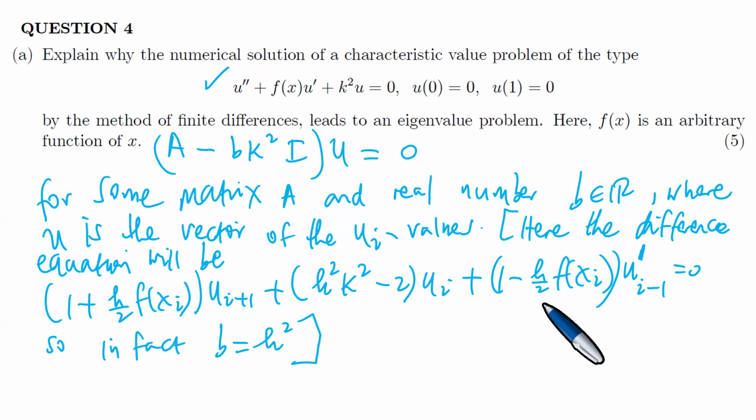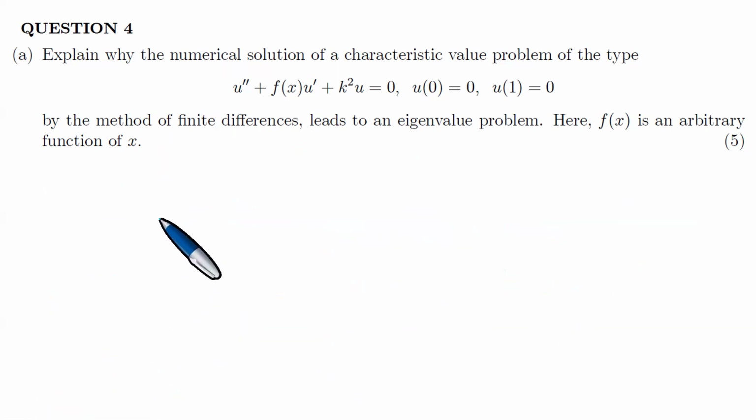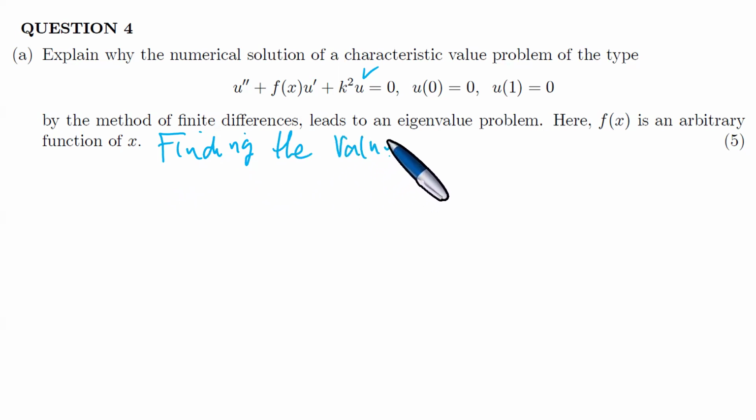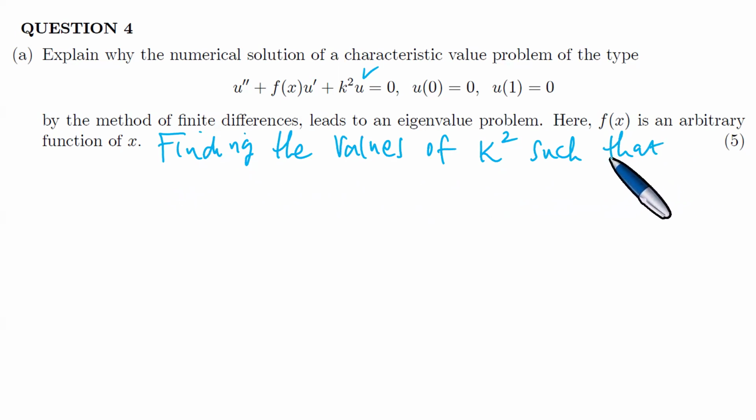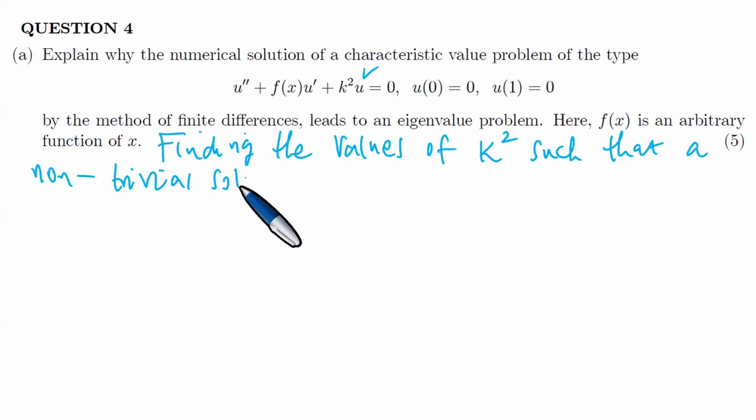Once again, it will be clearer with examples than the statements we are giving. However, we explain further that we need to find values of the k squared that appears there. So in this case, we are saying finding the values of k squared such that a non-trivial solution, which is a vector, exists. We saw the vector u outside the matrix equation because the matrix equation contains vectors as solutions.